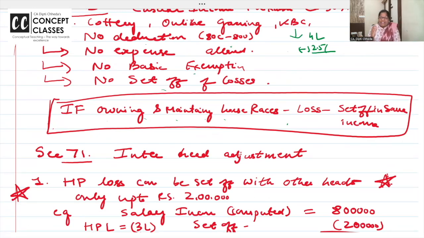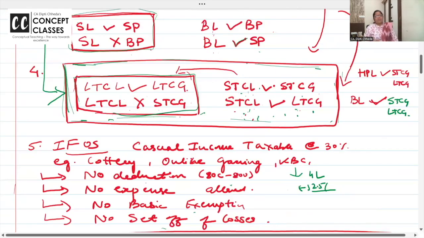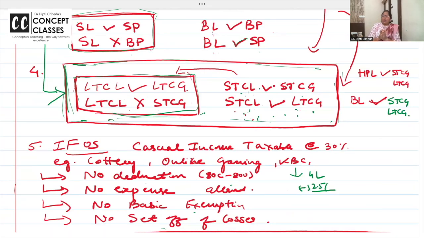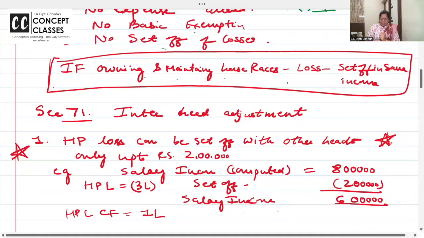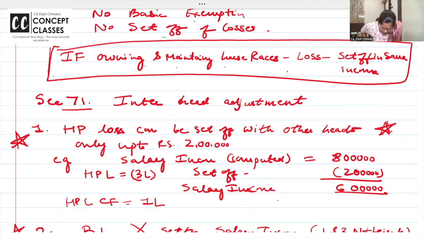This chapter is divided into 3 parts. First part is over: intra-head. Now, if the loss is not fully set off within the same head, even after all the adjustments, it's not possible. Now, let us go out of our house and take the help of the neighbors. So that's called inter-head adjustment.